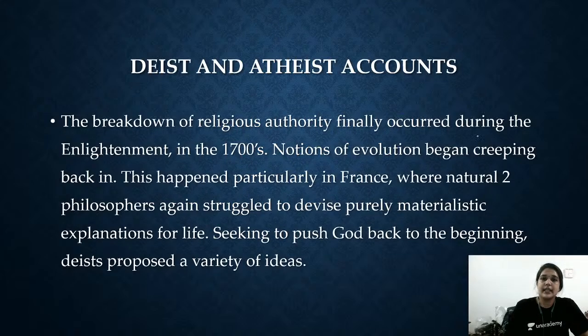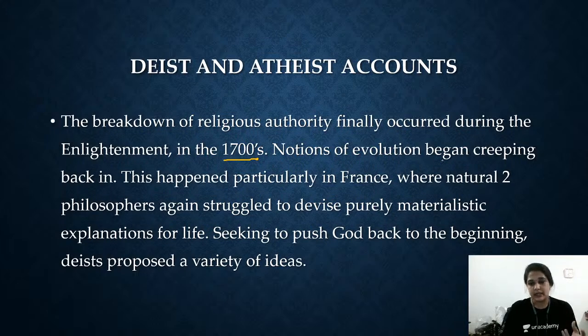Next, deist and atheist accounts. On this side we are seeing people who believe in God. On the other side we are seeing people who do not believe in God. So the breakdown of religious authority finally occurred during the Enlightenment in the 1700s. That is, the notion of evolution started coming in again. Now everybody is thinking that evolution has taken place. Something has been changing from time to time.